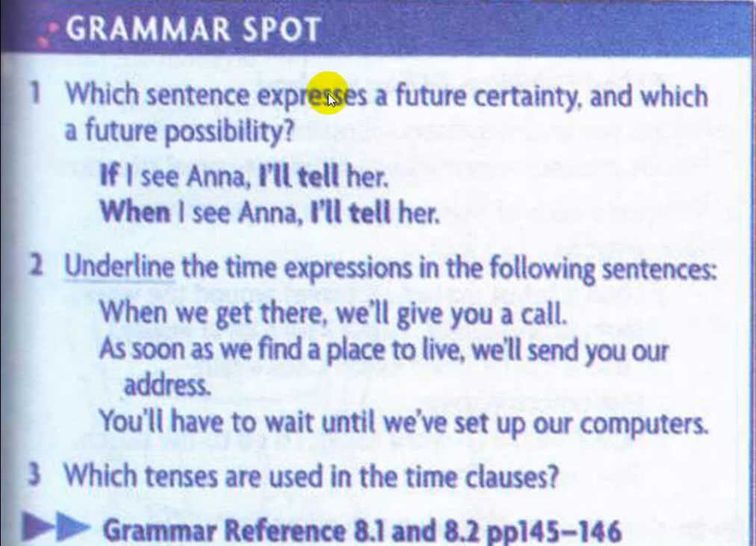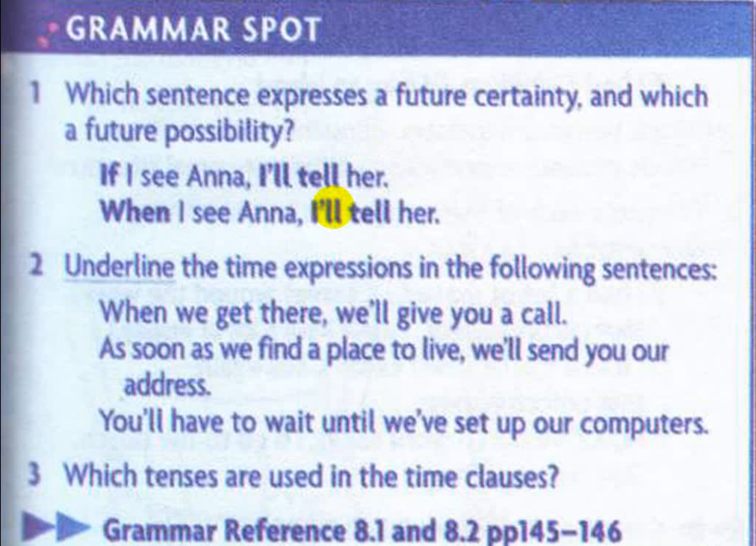Grammar spot. Which sentence expresses a future certainty and which a future possibility? If I see Anna, I'll tell her. And when I see Anna, I'll tell her. The first one expresses future certainty. If I see Anna I'll tell her مبينة من الجملة. لكن بالfuture possibility يعني الاحتمالية في المستقبل when I see Anna I'll tell her. تلاحظون حتى الجملة طريقة لفظها ومعناها يصير شوية أقل من الجملة الأولى.